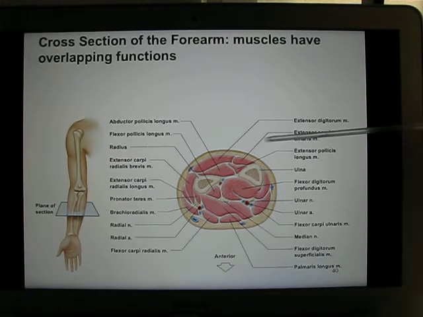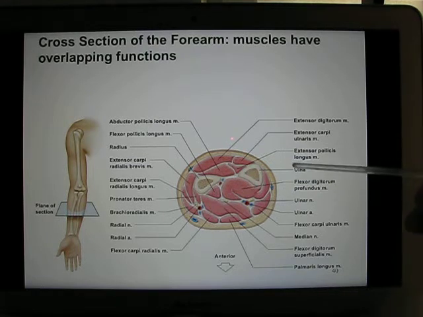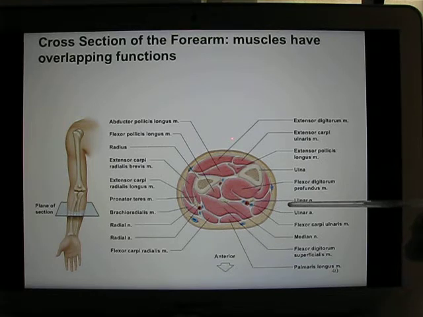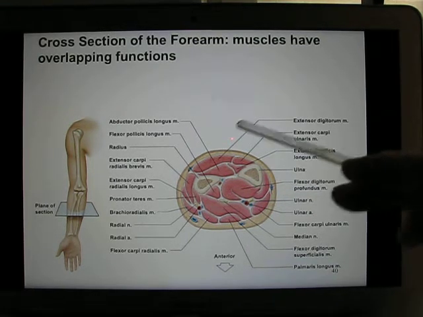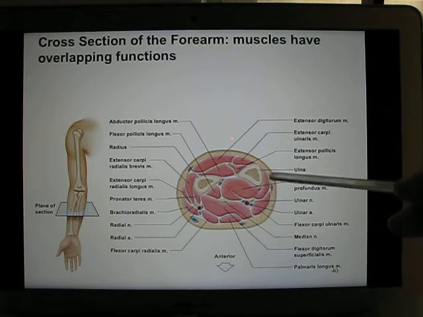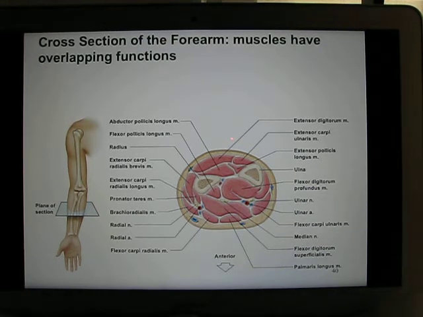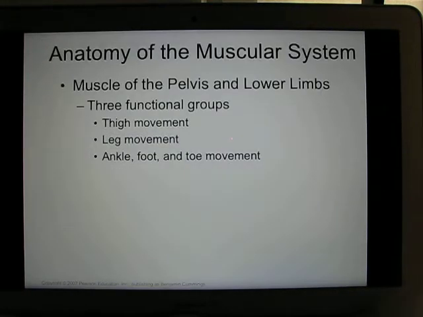And muscles have layers, so in your arm part, they're all small muscles. And a lot of them have overlapping function. The reason is your finger function is very important. You don't want to lose a muscle and lose a finger function. So all these are small muscles with a lot of overlapping function.